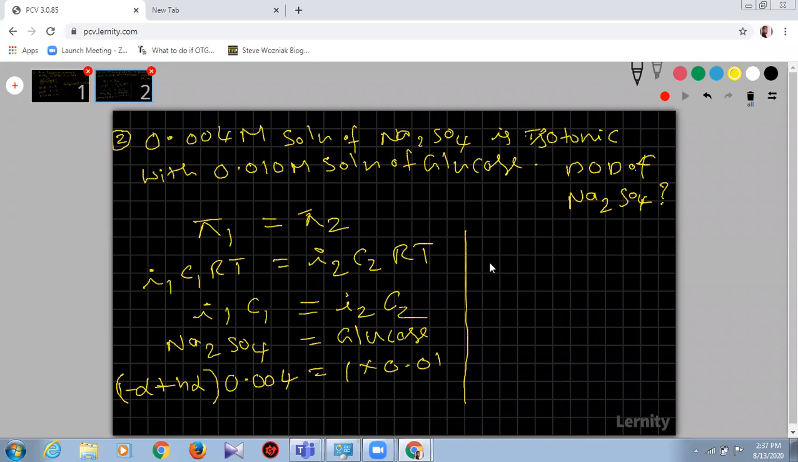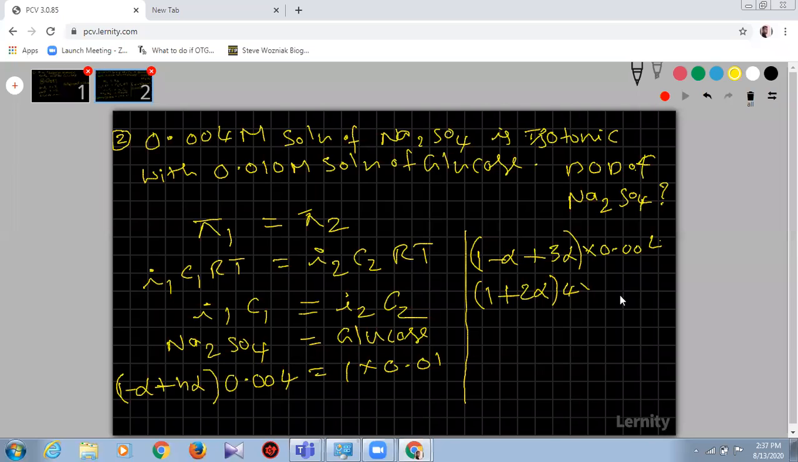That's why 1 minus alpha plus 3 alpha into 0.004. So then what you get here? 1 plus 2 alpha into 0.004. That means I will write like this. So 4 into 10 power minus 3, can I write here? 4 into 10 power minus 3.